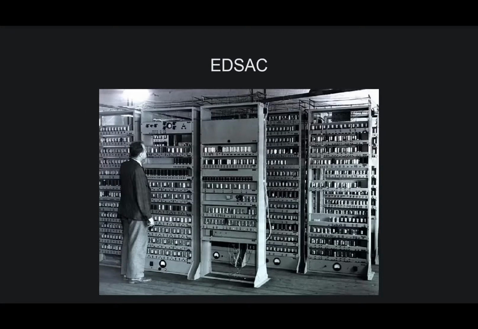This is the EDSAC. The EDSAC is the first computer, or at least the first computer I know of, that you could program by feeding in paper tape with punches made in it. The paper tape was originally designed for telegraph operation. And yeah, it was built in Cambridge in 1949.